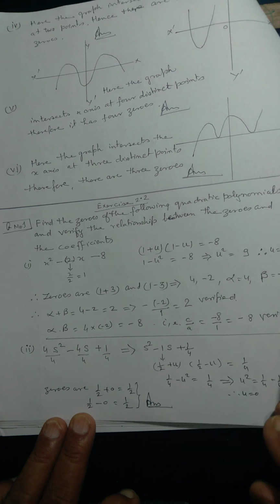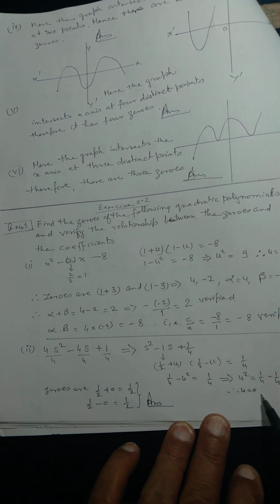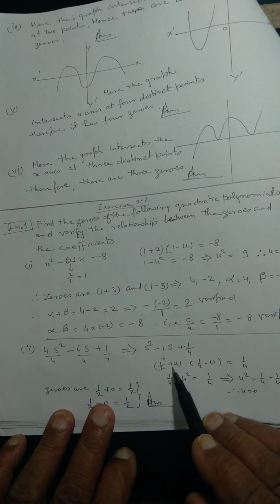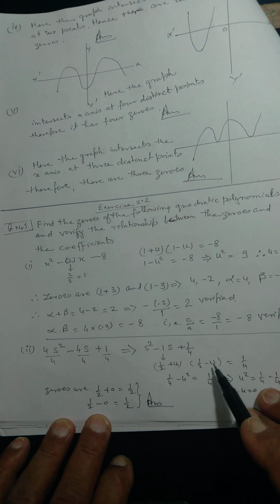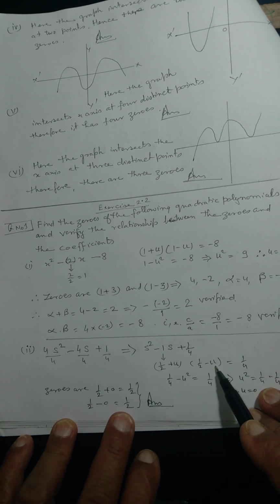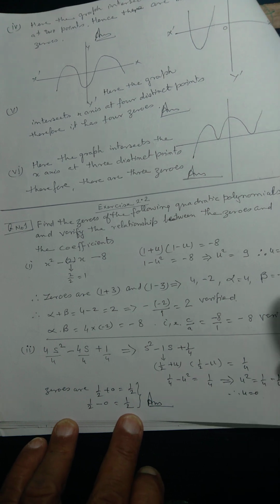Find out the value of u square here. You see, u square equal to 1 upon 4 minus 1 upon 4, that is 0. So u is equal to 0. Now put the value of u here. 1 by 2 plus 0, that is 1 by 2. 1 by 2 minus 0, again you will get 1 by 2. So we are getting equal roots, that is 1 by 2, 1 by 2 in the second part.